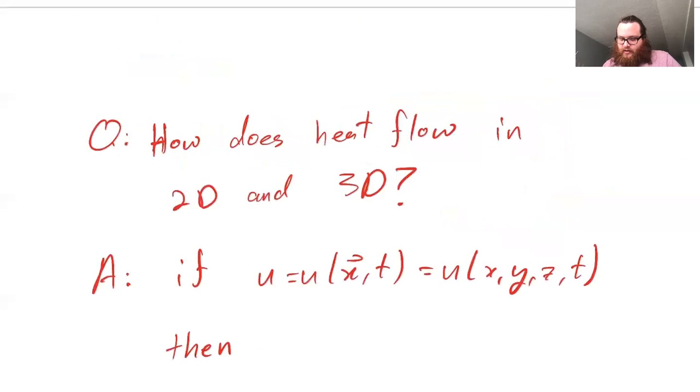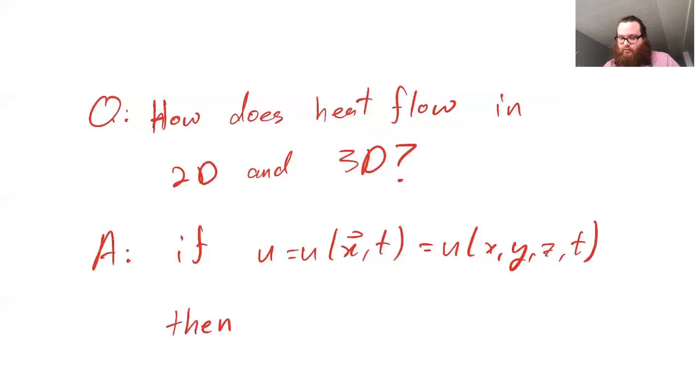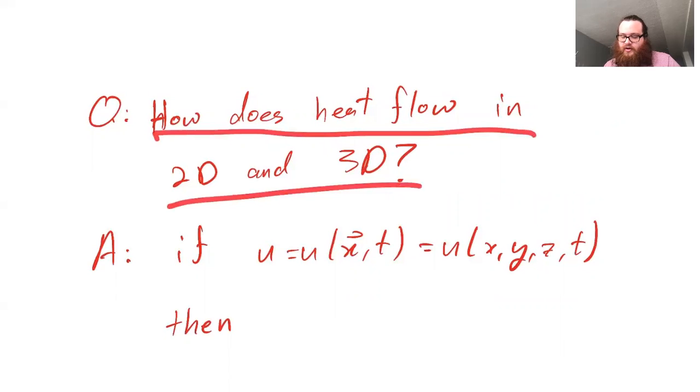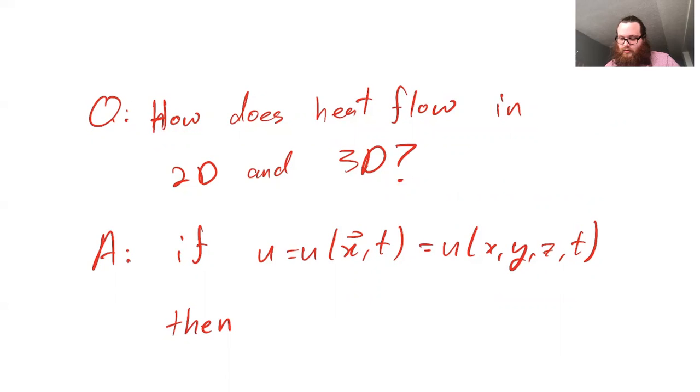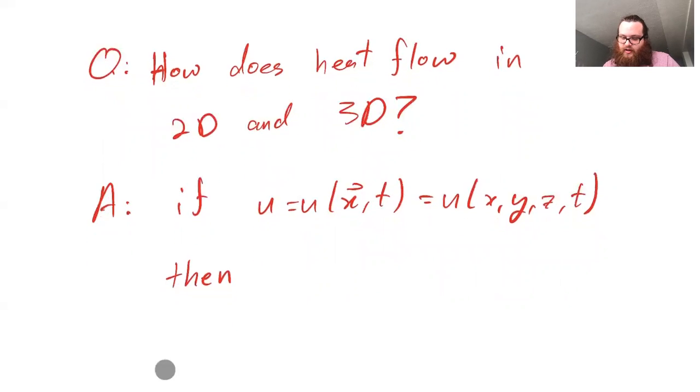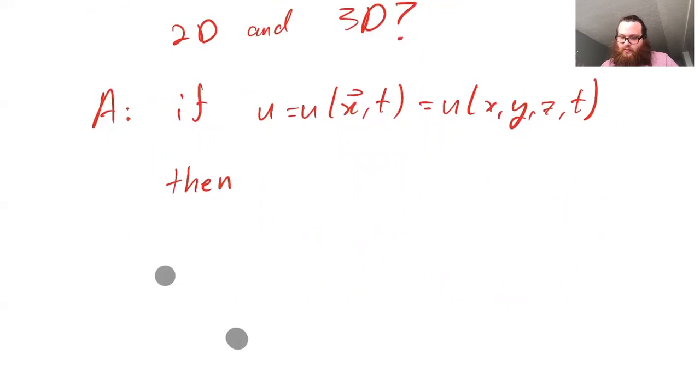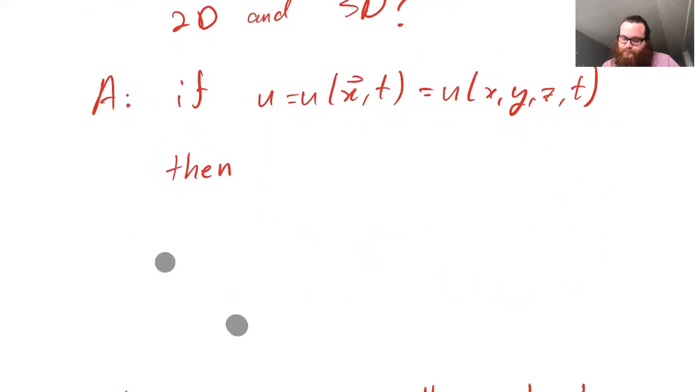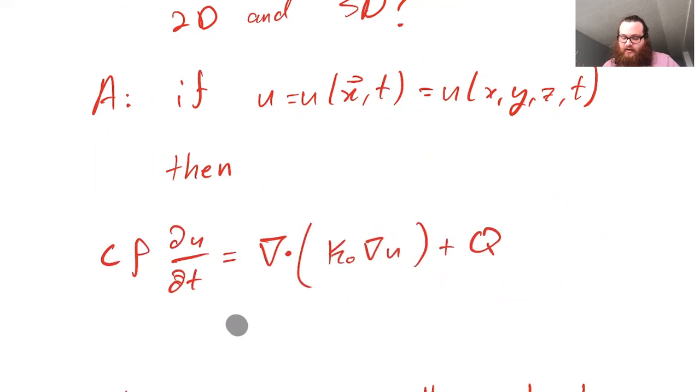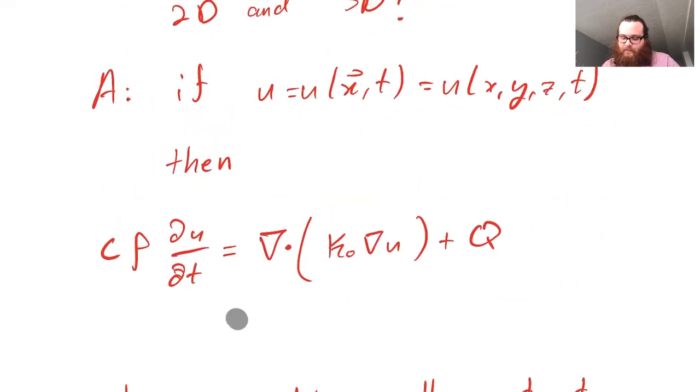So the question is, how does heat flow in 2 and 3 dimensions? Some notation: U is going to be the temperature as a function of space and time. Throughout this derivation, we'll assume that space is 3-dimensional. So if U depends on space and time, then in the end, this is what the heat equation is going to look like.